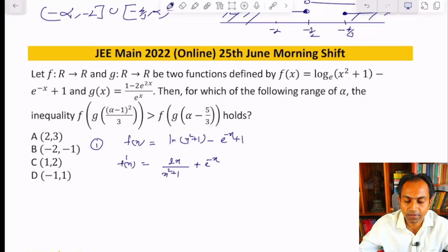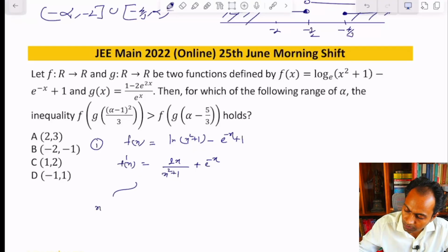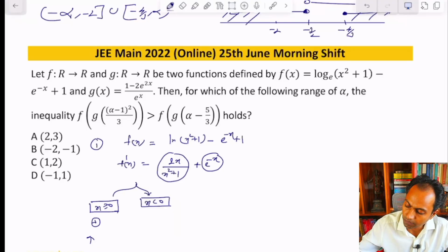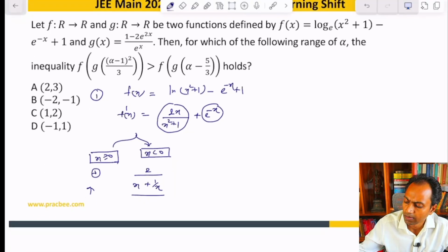Now we can say without any doubt that for values of x greater than or equal to 0, this is going to be positive, hence increasing. But what happens when the values of x are smaller than 0? We know that this second term is definitely going to be positive. What about this term? For this, you can write it like 2 by (x plus 1 by x), so we'll have to get the value of x plus 1 by x.